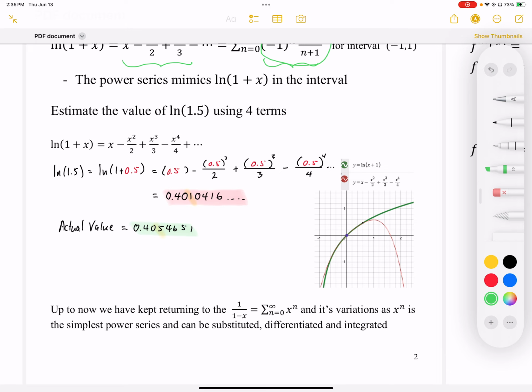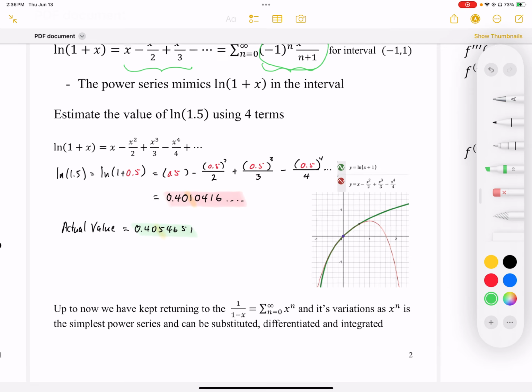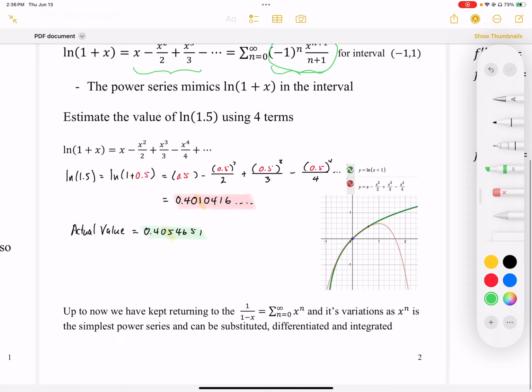So up to now, we've been just using the basic power series function and its variations, and we've been integrating and differentiating to generate new functions. But we can take this another step further.